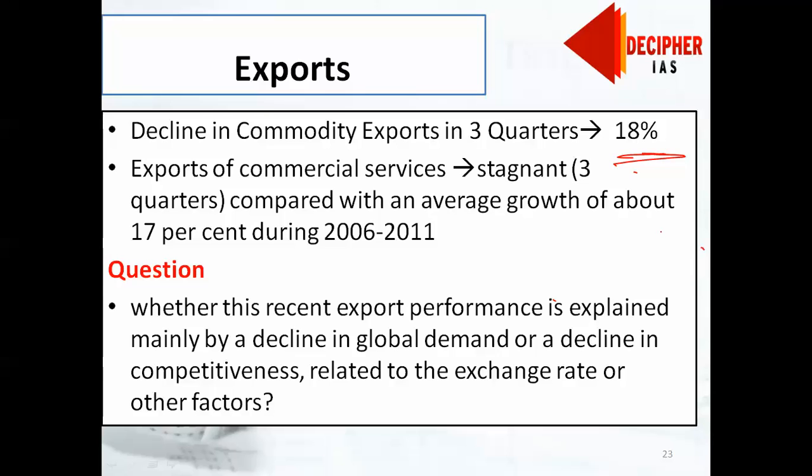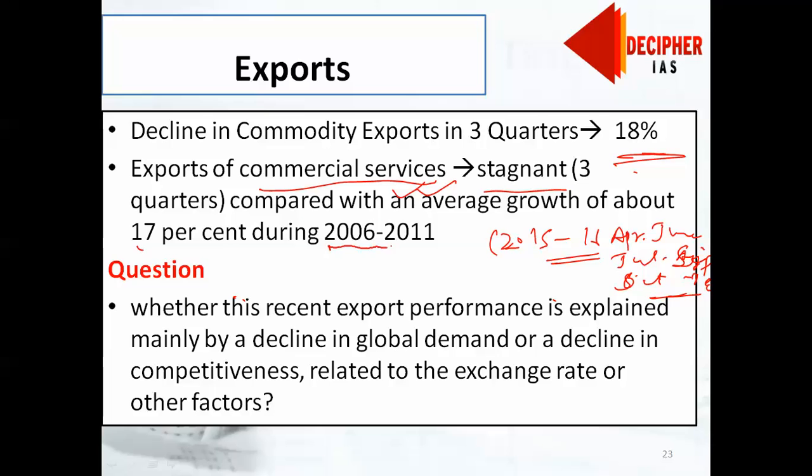Now, exports of commercial services have been stagnant for the last 3 quarters. That is, April to June, July to September, and October to December, have seen a stagnancy in the export of our services, whereas our average growth during the time period of 2006 to 11 was 17%. So this will be a very pertinent problem, as we are hugely dependent upon exports of our services.